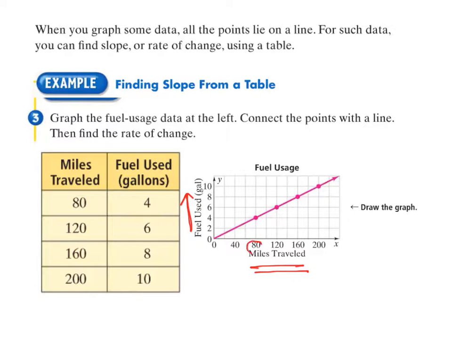So for 80 miles, the fuel used is 4 gallons. For 120 miles, 6 gallons. We learn how to plot the points. 160 miles, 8 gallons. 200 miles, 10 gallons.